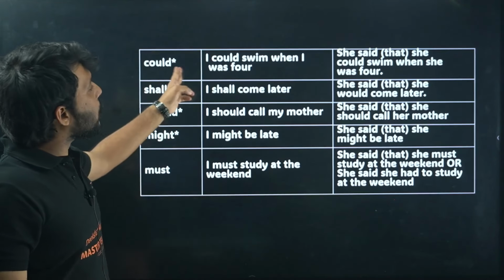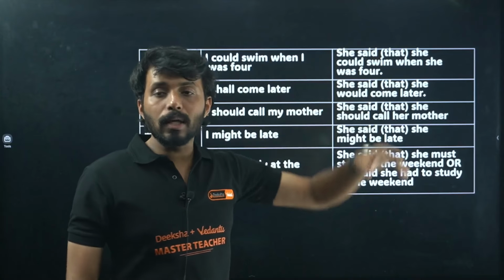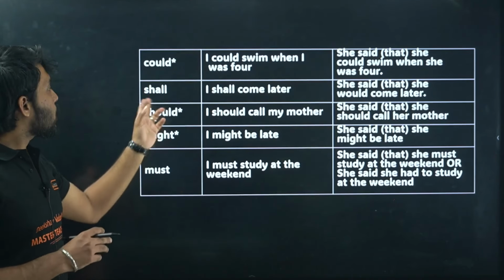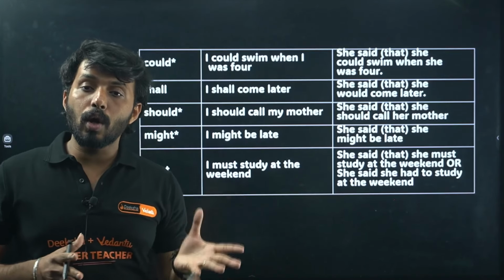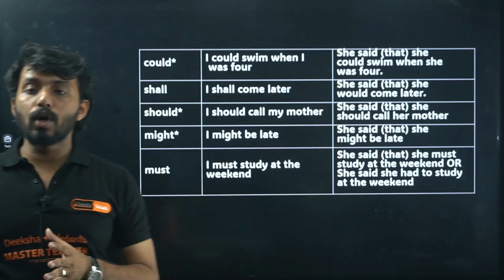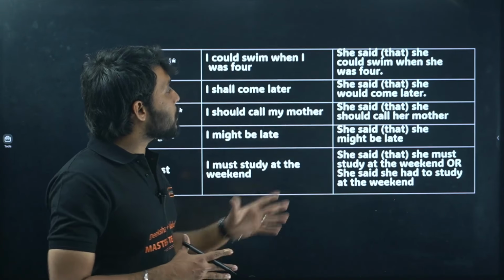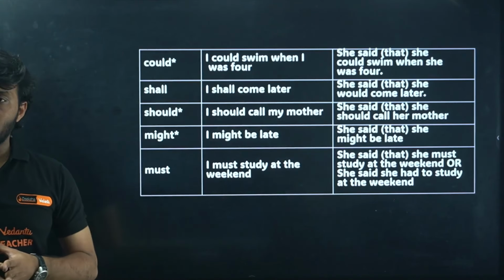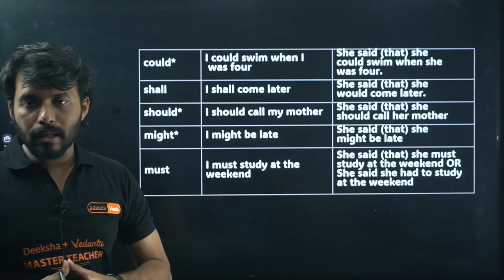Here could remains unchanged. "I could swim when I was 4." She said that she could swim when she was 4. Shall changes. Shall changes to what? Shall can change to should also. Shall can change to would also, depending on the context. "I shall come later." She said that she would come later. So shall can become should also, would also, depending on the context.